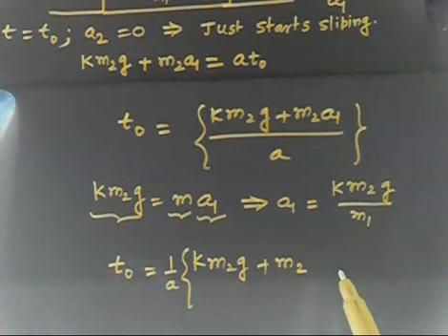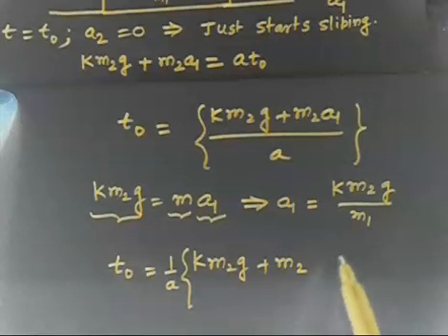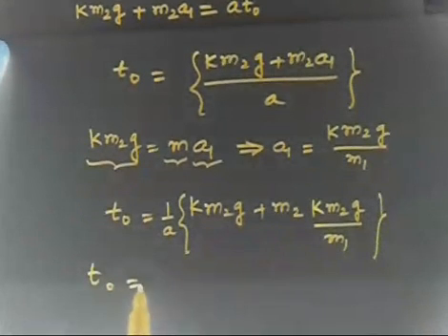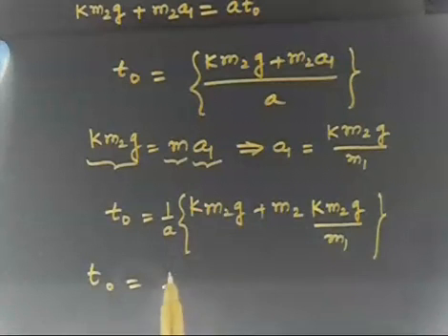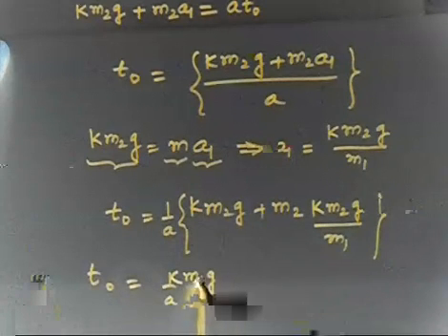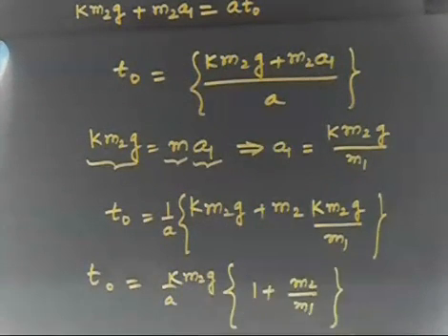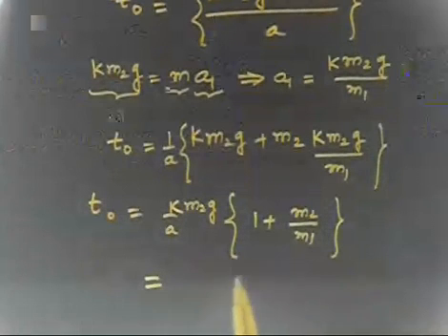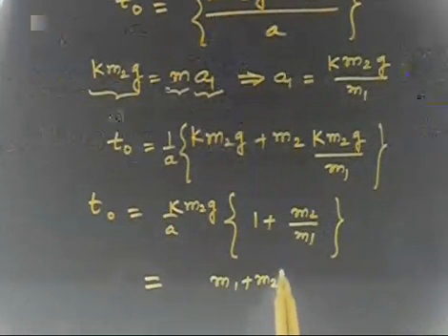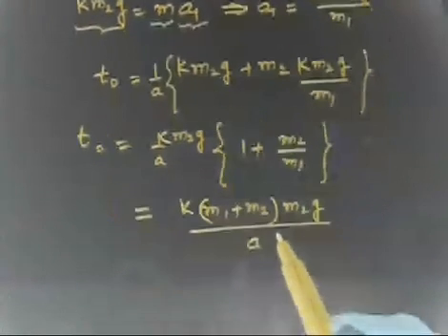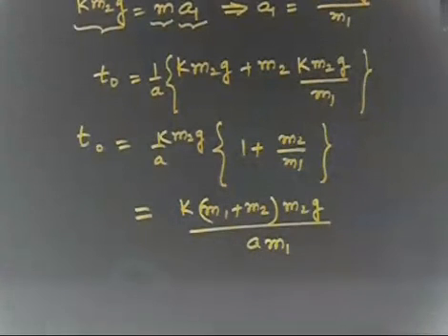Did you have any mistake? I don't find so. A1 is Km2Z divided by M1. If I take common, T naught will become 1 by A. Km2Z is common, so if I take K M2Z common, this will become 1 plus M2 by M1. Are you getting? Now I can further write this as M1 plus M2 into K into M2Z divided by A times M1. So this is the final value of T naught.